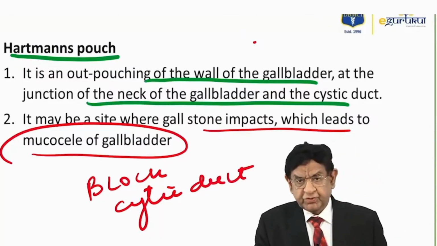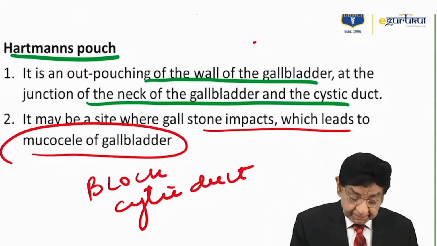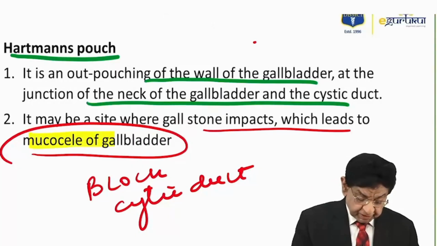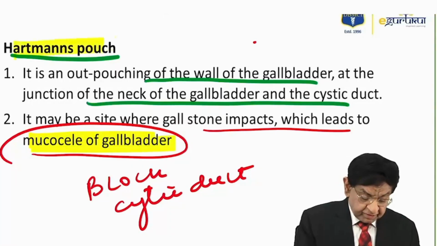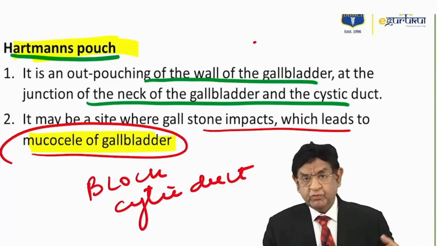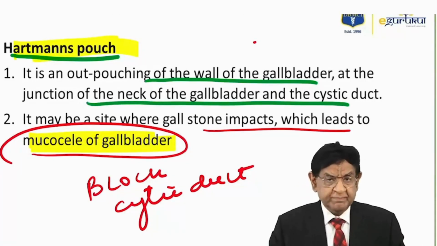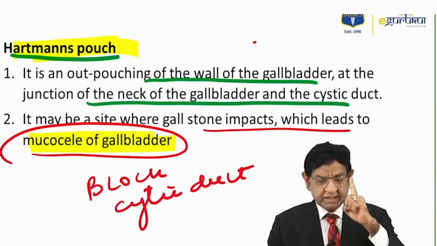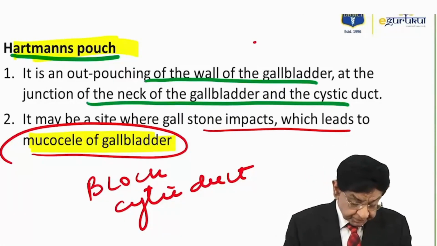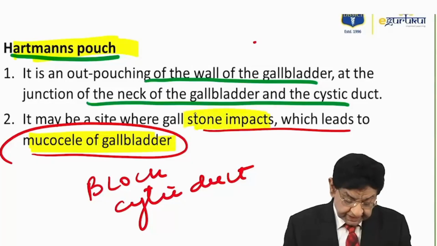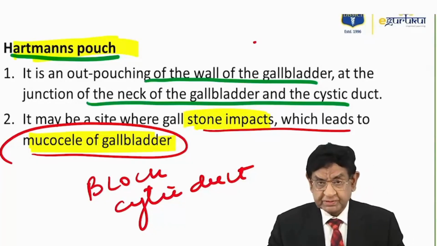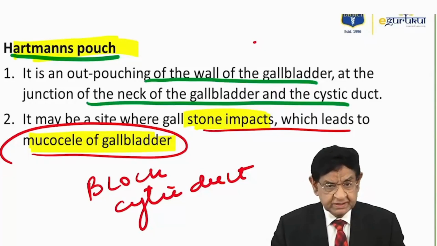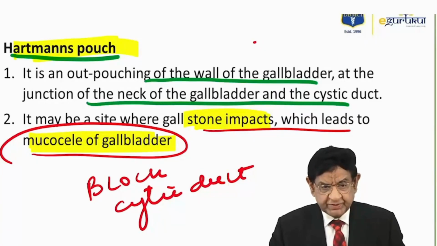And that can lead to formation of the mucocele. About this I'll be talking to you in detail later on. So as of now, there is only one keyword to remember about Hartmann pouch, that is mucocele of the gallbladder, which can occur by the stone in Hartmann pouch. So keyword: Hartmann pouch stone, which can lead to mucocele. What the mucocele is, we'll talk later on. So one keyword: mucocele.